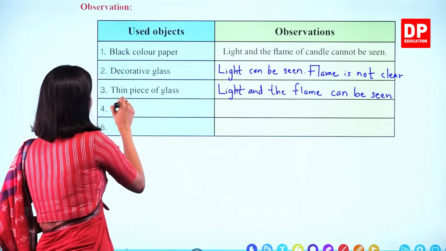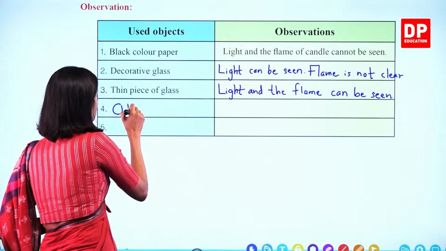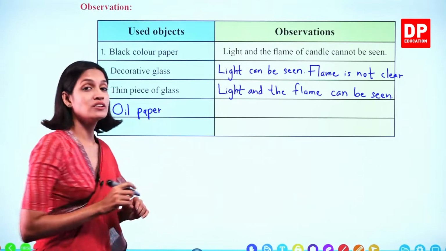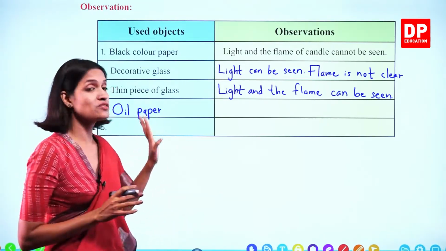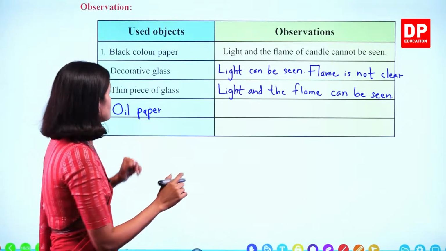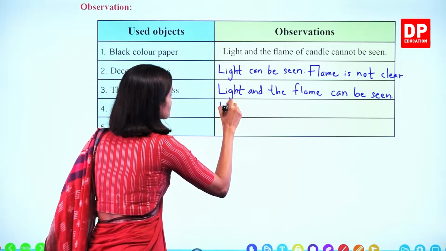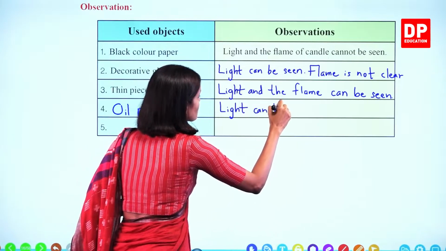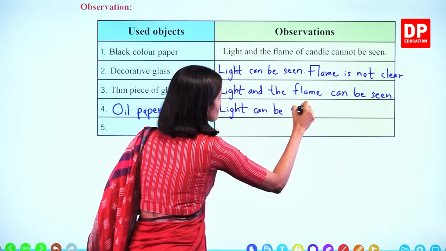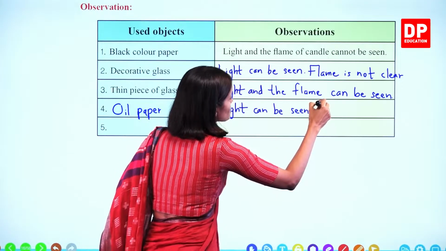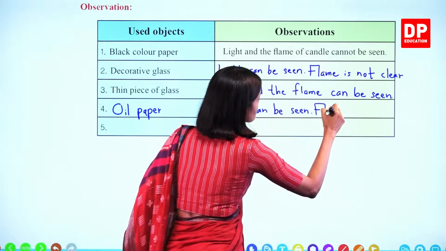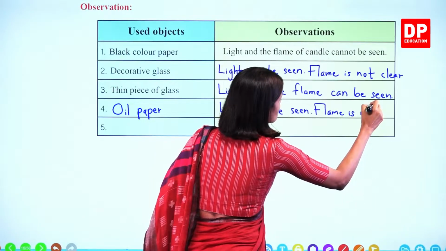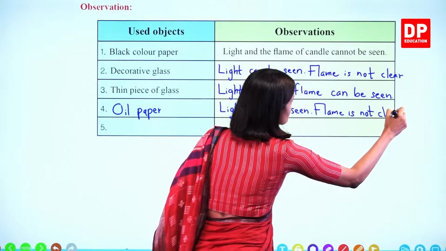We'll write next oil paper. Oil paper. So oil paper, again we could see the light but not the flame, right? Light can be seen. Flame is not clear.